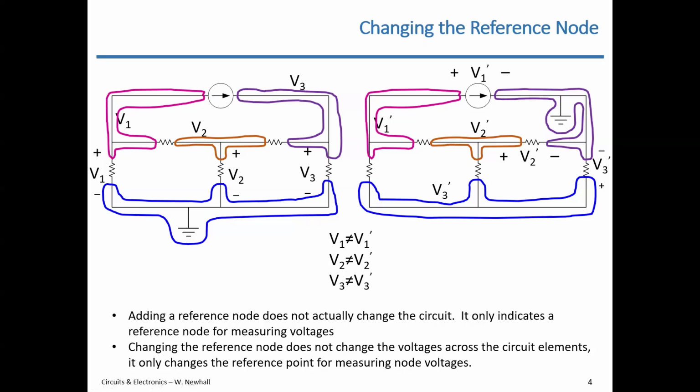So let's see. Someone asks in the chat, are voltages continuous across nodes even with circuit elements in parallel?